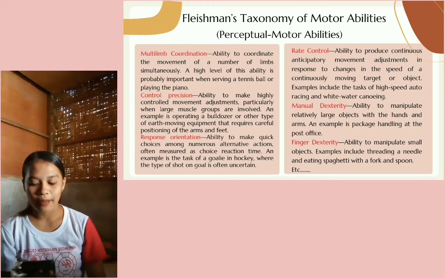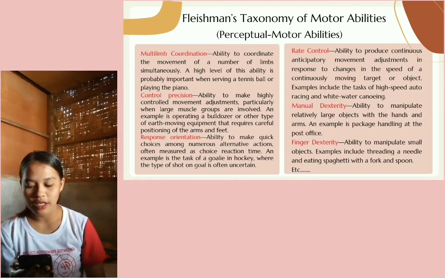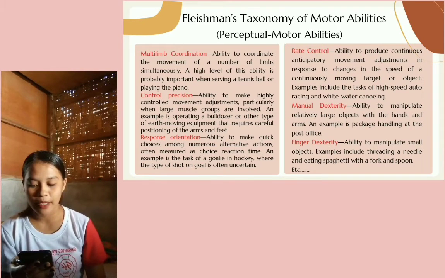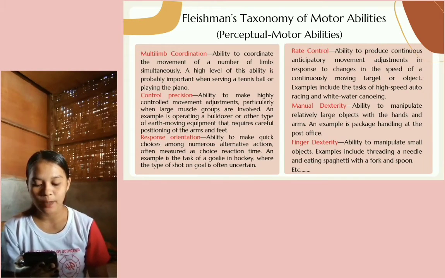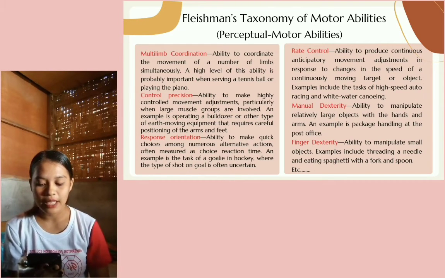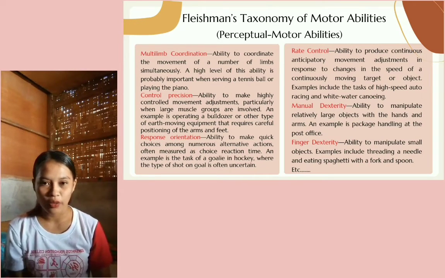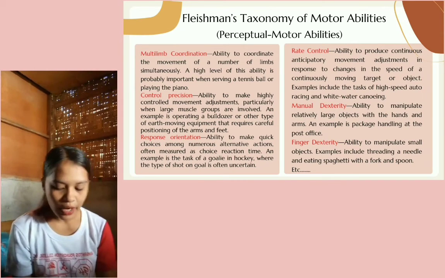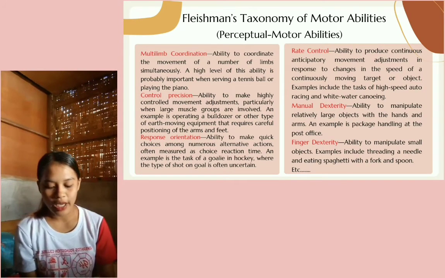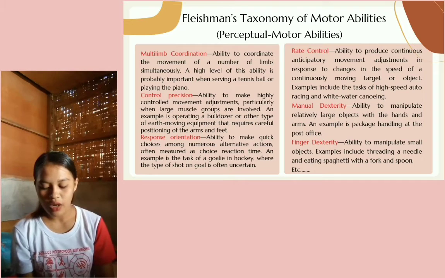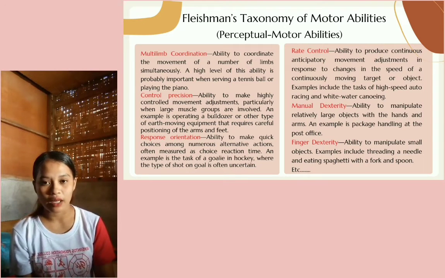Rate control: the ability to produce continuous anticipatory movement adjustments in response to changes in the speed of a continuously moving target or object. Examples include the tasks of high-speed auto racing and whitewater canoeing. It is the ability to change speed and direction of response with precise timing, as in following a continuously moving target.